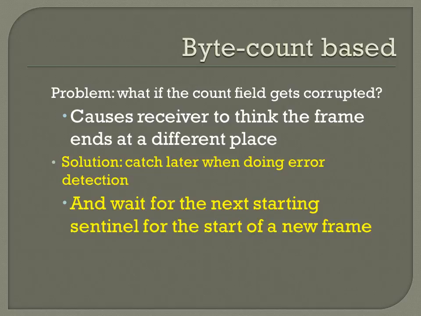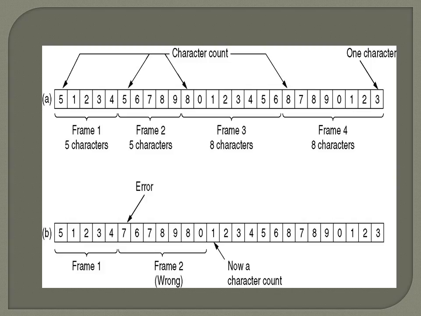Now remember that errors could occur even in the case of the bit-oriented framing, byte-oriented framing, and character-oriented framing that we talked about earlier. Even in those cases, you will have to resort to some kind of error detection mechanism to identify the errors. Now let's look at an example for our count-based technique.